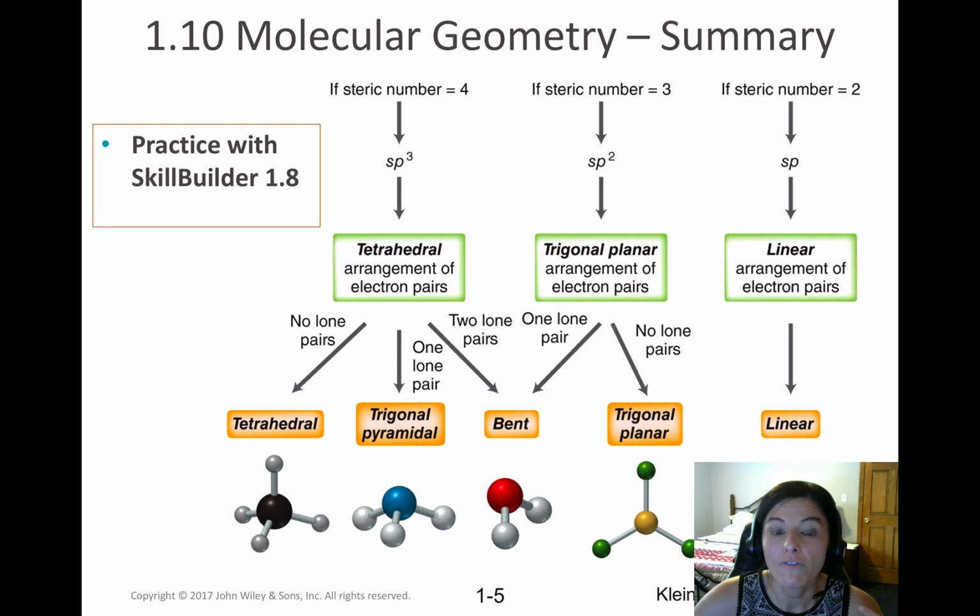Okay? For a steric number of 3, we have sp2 hybridization. If the atom has 1 lone pair, it will also be this bent configuration. If it has no lone pairs, it will be a trigonal planar conformation. And then finally, when we have an atom with a steric number of 2, it's really simple. sp hybridized and linear.